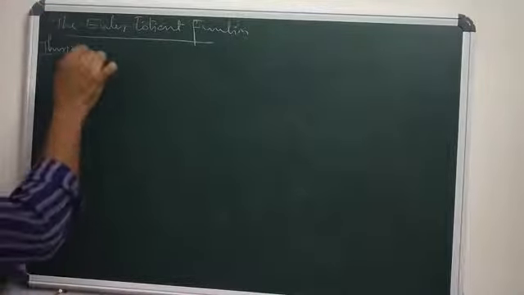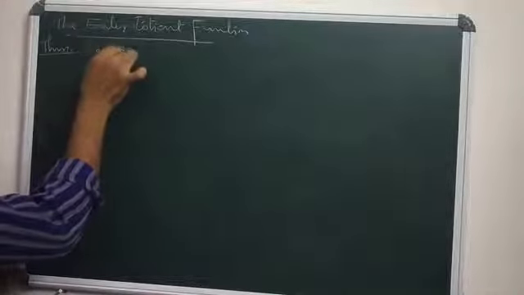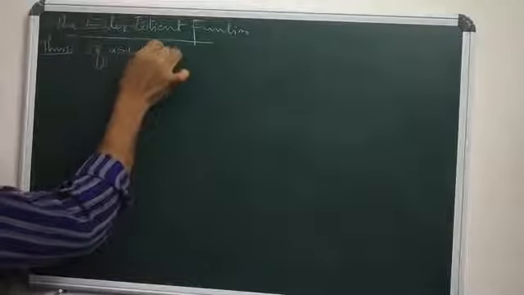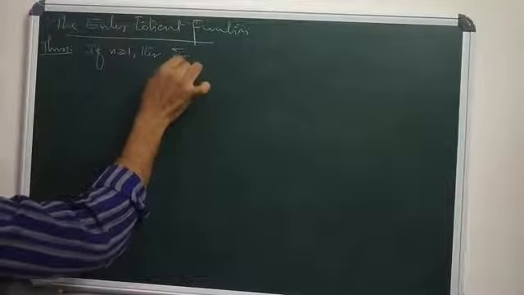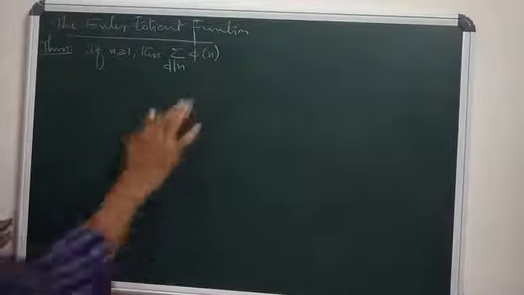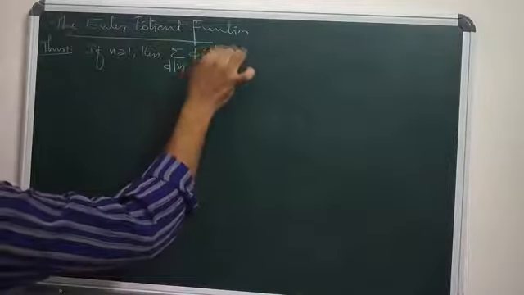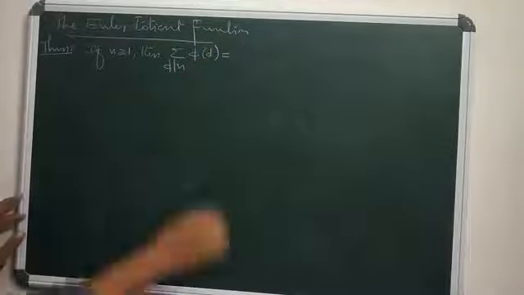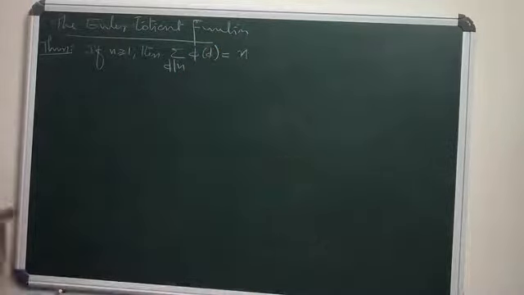Come to the theorem. If n is greater than or equal to 1, then the sum over d dividing n of phi of d equals n. Here it is the sum over d dividing n of phi of d, not phi of n, phi of d. So the sum over d dividing n of phi of d equals n.